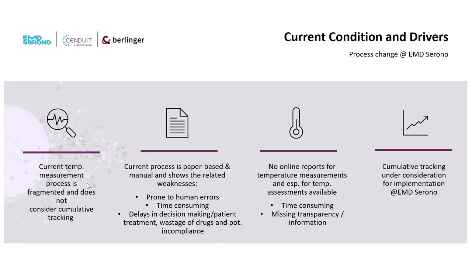process, we call it, is fragmented and does not consider cumulative tracking. What does it mean, fragmented? We have a look here at all individual sections. That means the shipments itself, the storage at the depots and the sites. So this is for the moment a single process and not put together. This is what we would like to change.